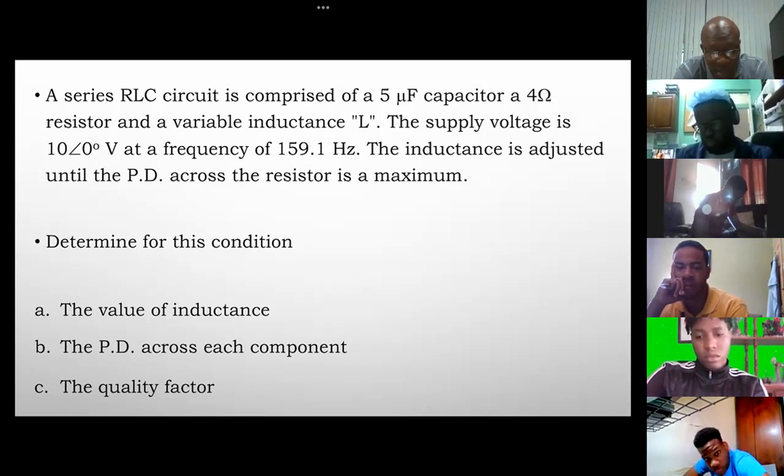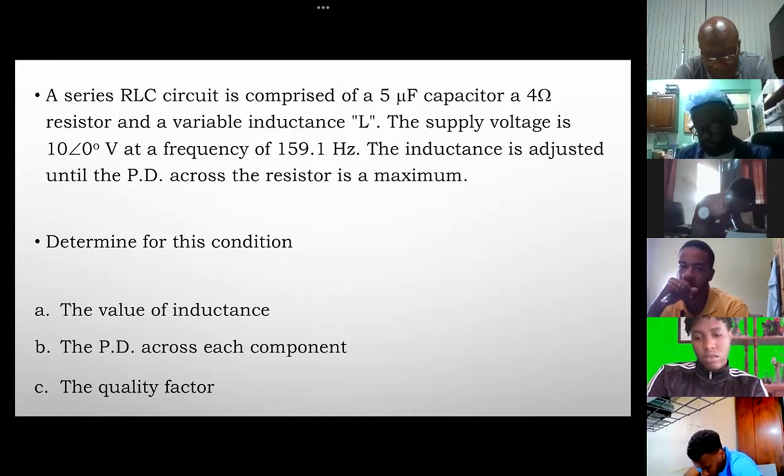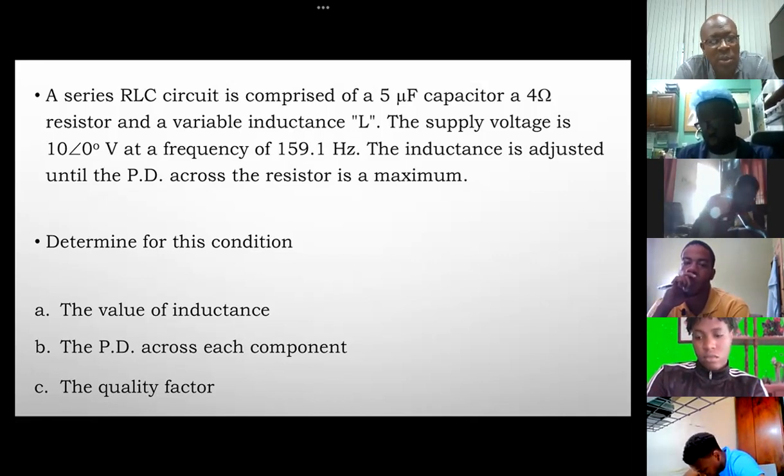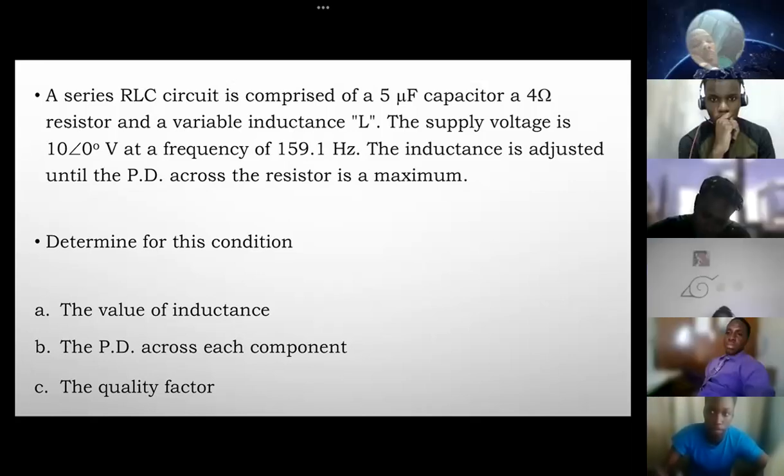It says that the inductance is adjusted until the PD across the resistor is a maximum. Now, yes, we know that we have just completed going through resonance. So it will be fair to assume that the question is about resonance, okay? But the bigger question I want to ask, and I'll start with Mr. Henry, Javoy Henry. Mr. Henry, what is it about this question that suggests that the circuit is resonating?